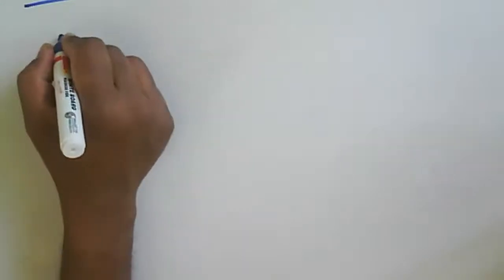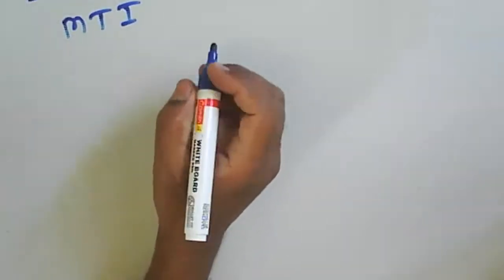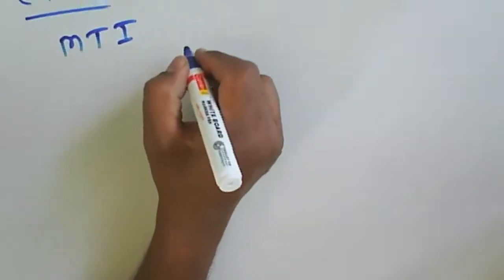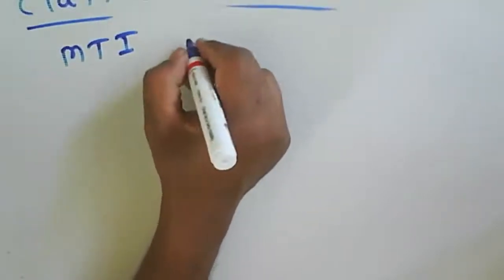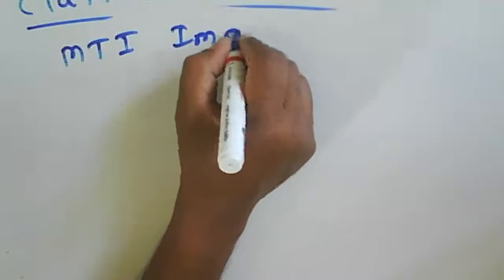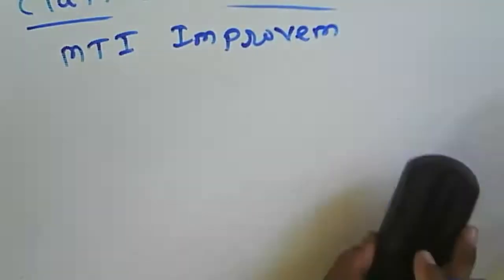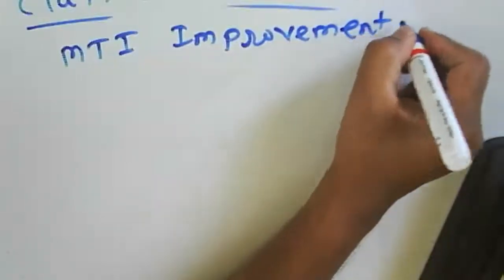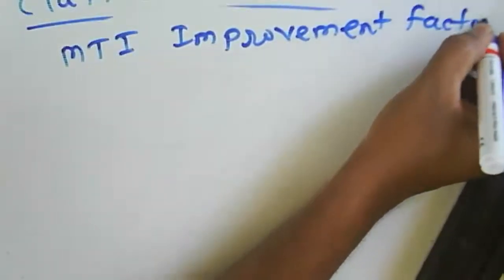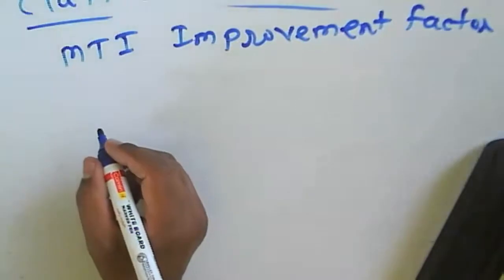So to calculate that, to identify how much clutter attenuation takes place, we need to calculate the MTI improvement factor. Okay, MTI improvement factor. So what will be the MTI improvement factor?